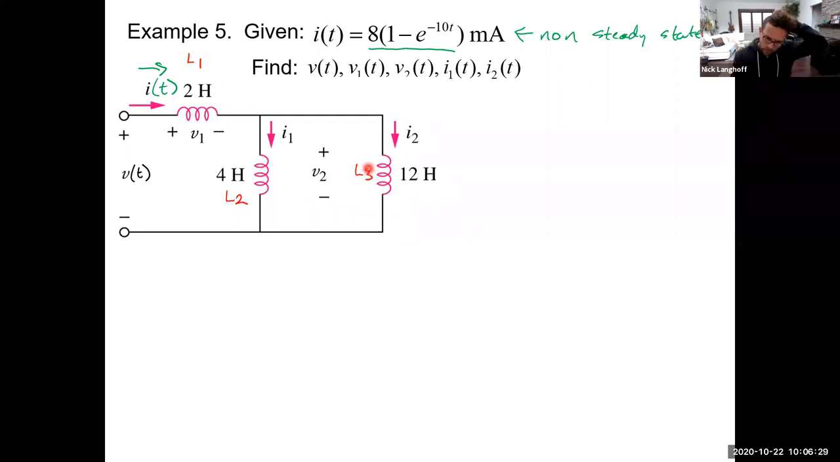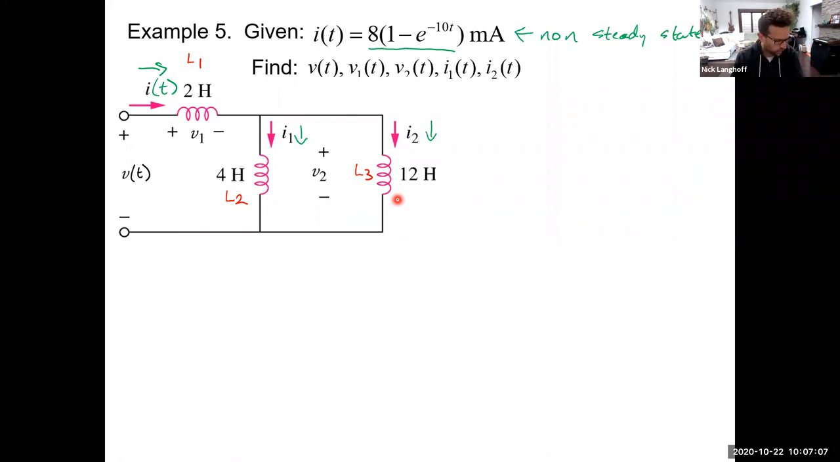And we want to find the voltages. We want to find V of t, the voltage developed across the whole port. That's this one here. We want to find V1 of t, the voltage across this inductor here. V2 of t, the voltage across the 4 Henry and 12 Henry pair. I1 of t, the current flowing down through L2, through the 4 Henry inductor. And I2 of t, the current flowing down through the 12 Henry inductor.